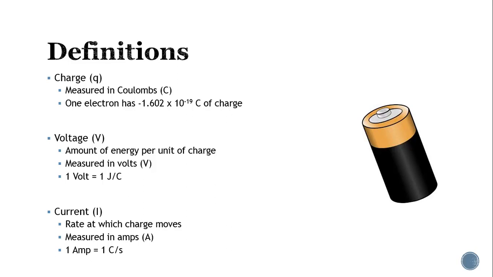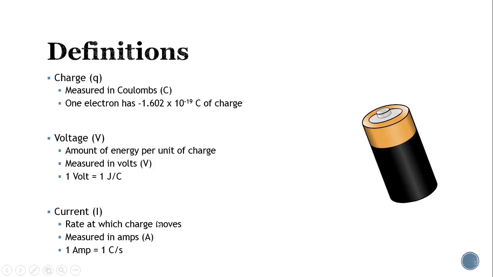The second value that you come across quite frequently when we start talking about circuits is voltage. What voltage really is, it's an amount of energy per unit of charge that's being transferred. It's more related to potential energy. How much energy is that charge carrying? It's measured in the units volts, and 1 volt is defined as 1 joule of energy per coulomb of charge.